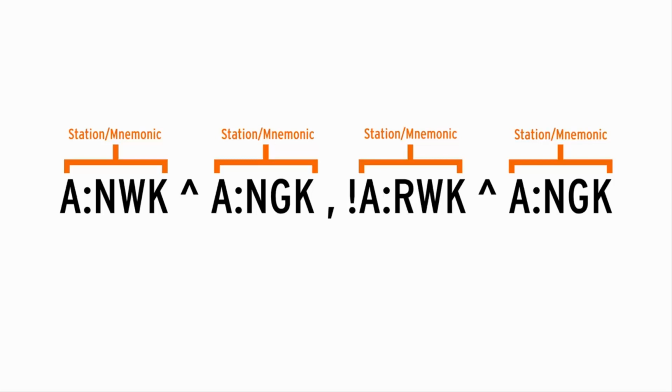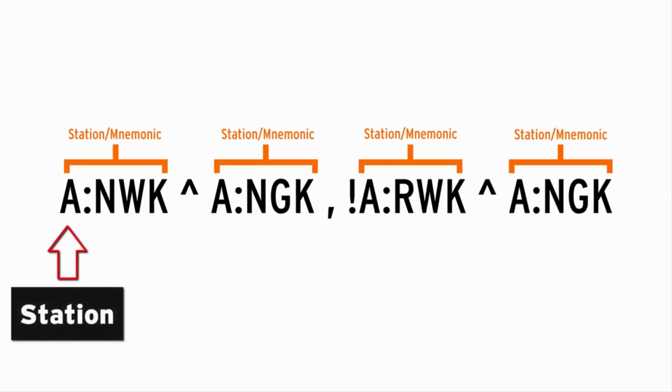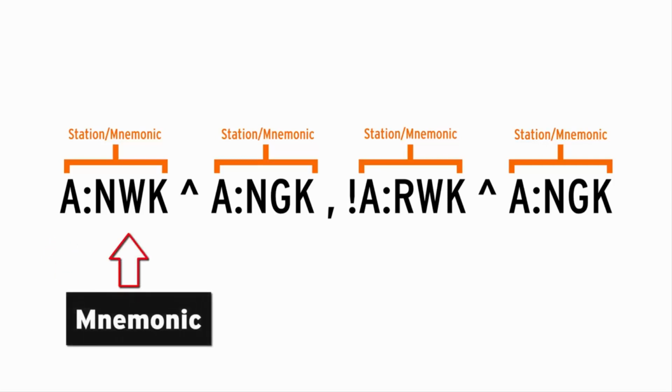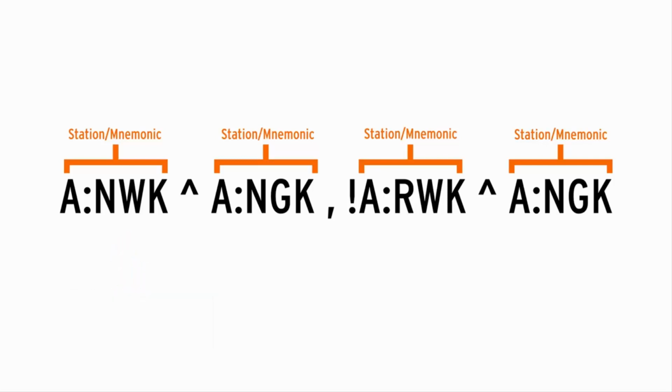Station mnemonic pairs contain the following characteristics: a station letter or letters, followed immediately by a colon, followed immediately again by the mnemonic in that station that must be active at the time of evaluation to be true. Station mnemonic pairs must not contain any spaces within them. In the first station mnemonic pair, the letter A is the station letter as referenced in the layout, and the NWK is the mnemonic in that station which must be active for the pair to be true.